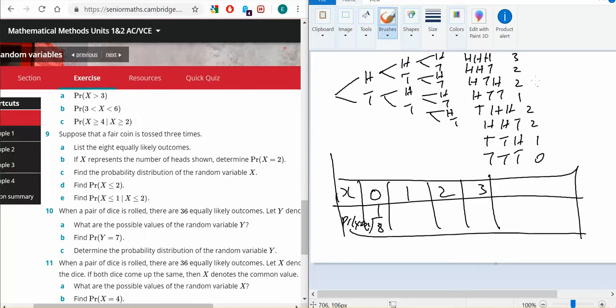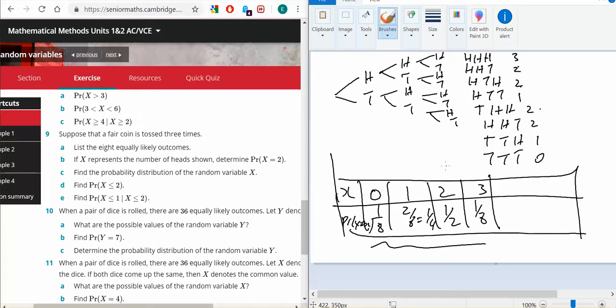How many 1 heads do we have? We have 1, 2, so 2 out of 8, which equals 1/4. And 2 heads: 1, 2, 3, 4, so 4 eighths, which is 1/2. And then 3 heads is 1 out of 8. Now this should sum up to 1, and you can double check. So 1/8 plus 1/8 is 2/8, which is a quarter. A quarter plus a quarter is a half, plus a half is 1.